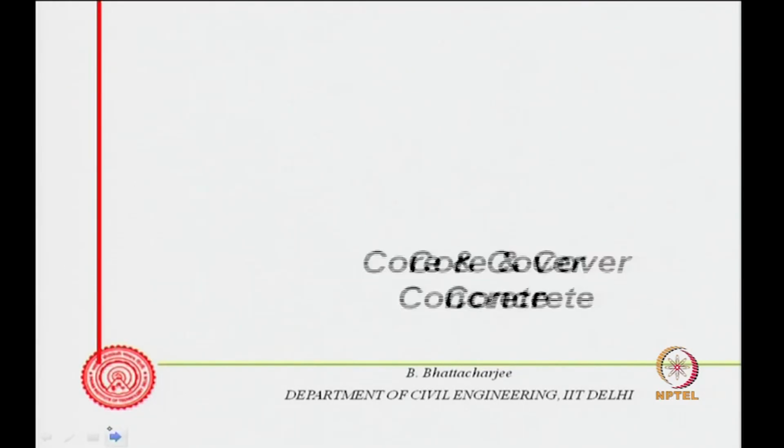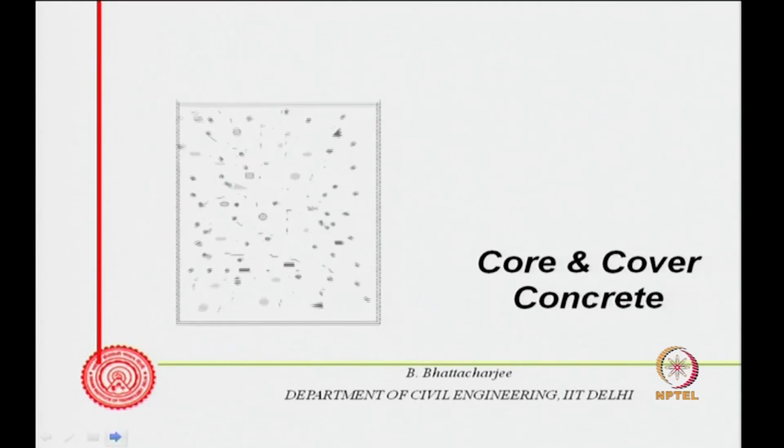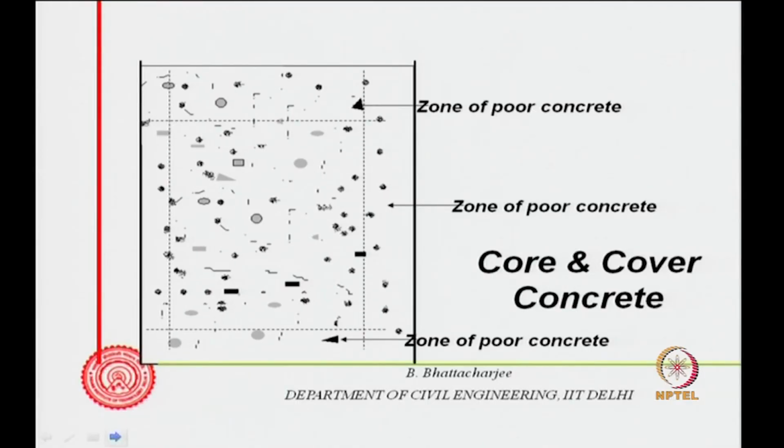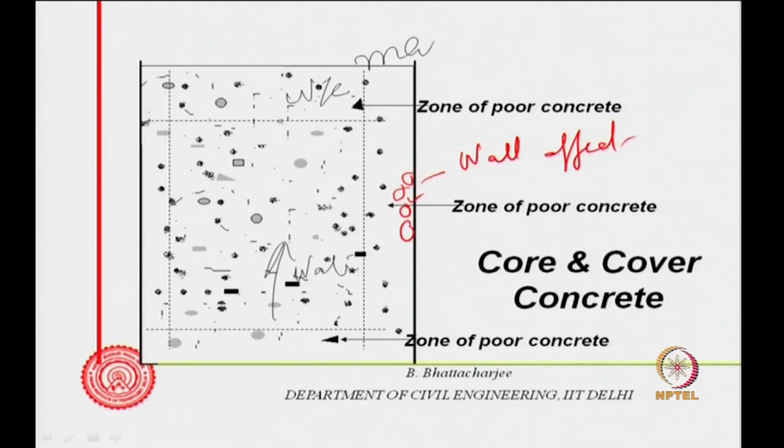Let us look at this cover concrete. You see, if this is your concrete, this will be the zone of poor concrete. Why? Because of wall effect, packing of aggregates is not very good here. Remember wall effect, and this could actually result in more porosity here. So, this concrete here is not very good. Water has a tendency to go up, so maximum water ratio, maximum bleeding would occur here. Even when you do vibration, water has a tendency to come here.